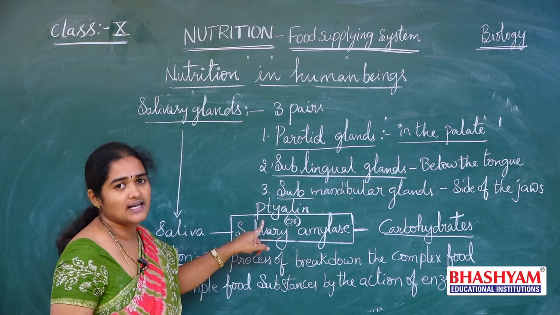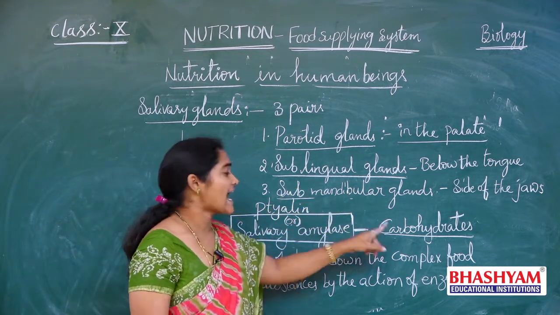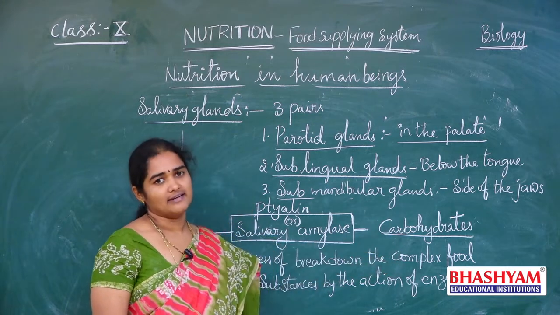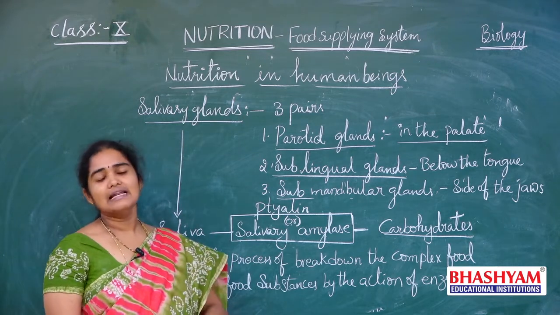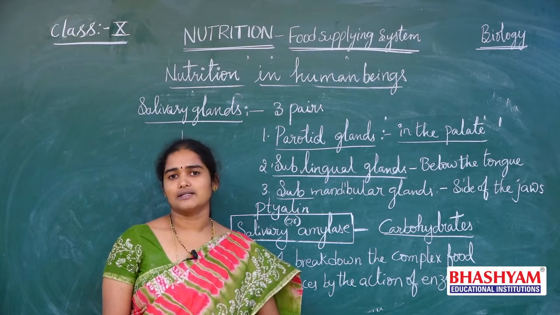P-T-Y-A-L-I-N. P silent. Ptyalin. So on which nutrient does this act and break down that food component? Carbohydrates. So in the mouth cavity or in the buccal cavity itself, the digestion process will start.